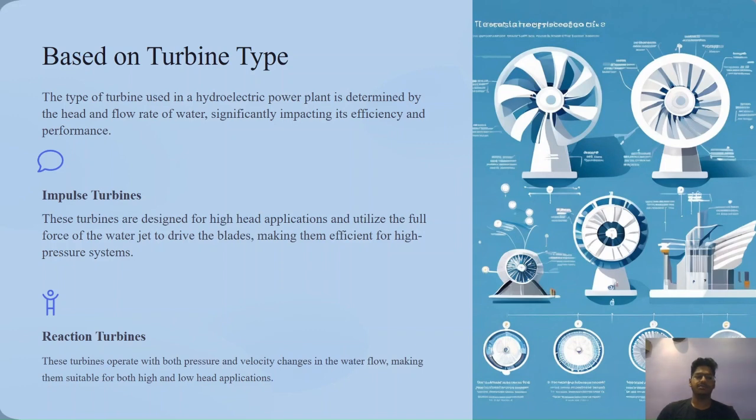So, based on the turbine type. The type of turbine used in a hydroelectric power plant is determined by the head and flow rate of water, significantly impacting its efficiency and performance. Impulse turbines. These turbines are designed for high head applications and utilize the full force of the water jet to drive the blades, making them efficient for high pressure systems. Reaction turbines. These turbines operate with both pressure and velocity changes in the water flow, making them suitable for both high and low head applications.